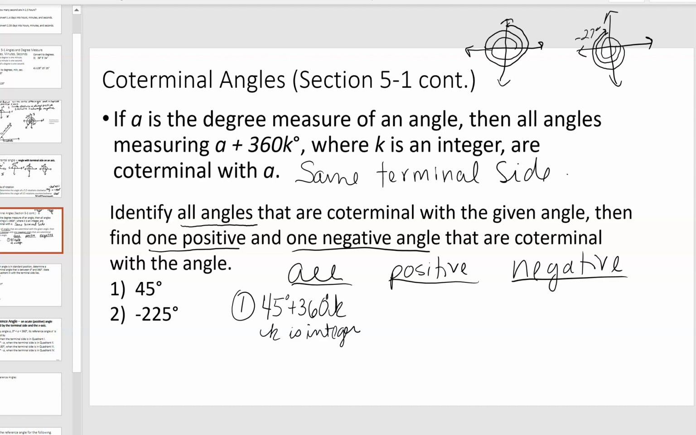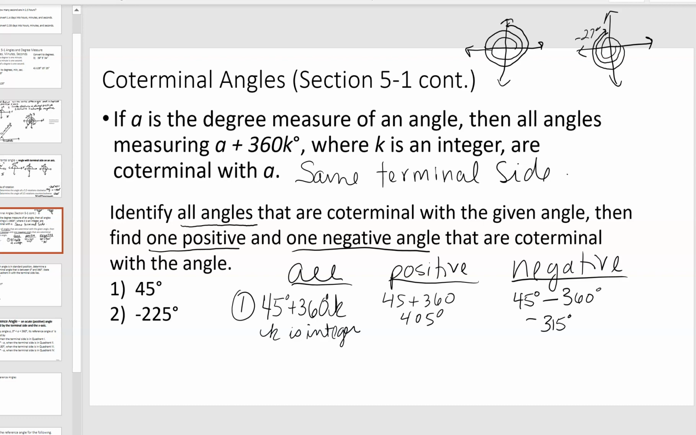Now, for one positive, easy peasy. I'm going to take 45 plus 360. Well, 45 plus 360 is 405. There is a specific angle that is positive that is coterminal with 45 degrees. For one negative, I'm going to subtract 360. So when we subtract 360 from 45, it's going to be negative 315. Boom. There is one specific negative angle that is coterminal with 45 degrees.